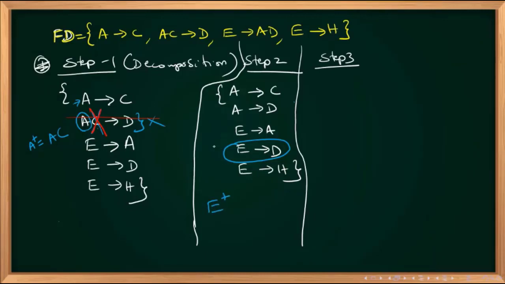Assume that it is removed. Assumption only. Okay. Assume that it is removed and take the E closure in the remaining ones. If you are getting E to D, then you can remove it. Why? Because E to D is a member of the remaining. So I can remove it. When I am taking the E closure, what am I getting? E closure is equal to E, A, H, and A gives C and D. So definitely E to D is satisfied. So I can remove it. So I will make it permanent now.